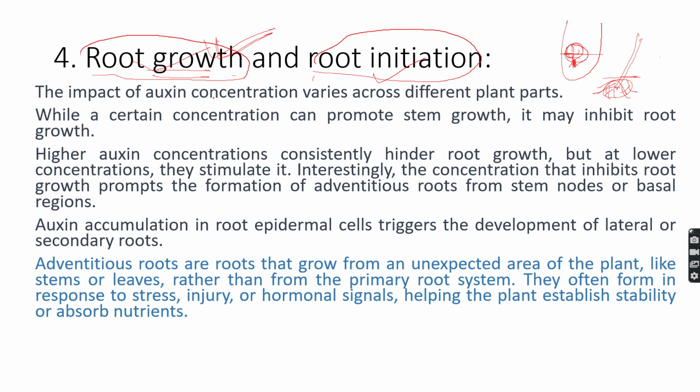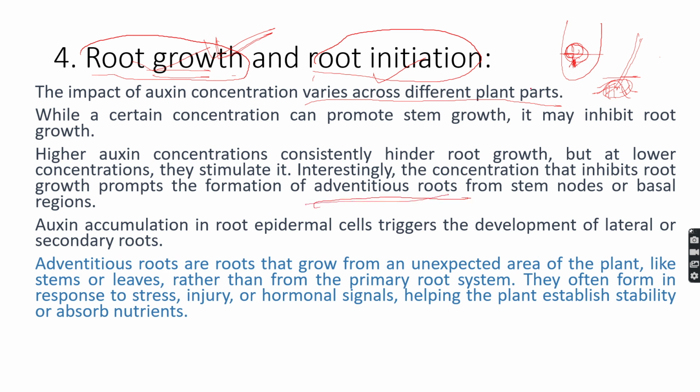So the impact of auxin concentration varies across the different plant parts. While a certain concentration can promote stem growth, it may inhibit root growth. Higher concentration consistently hinders root growth, but a lower concentration stimulates it. Interestingly, the concentration that inhibits root growth prompts the formation of adventitious root.